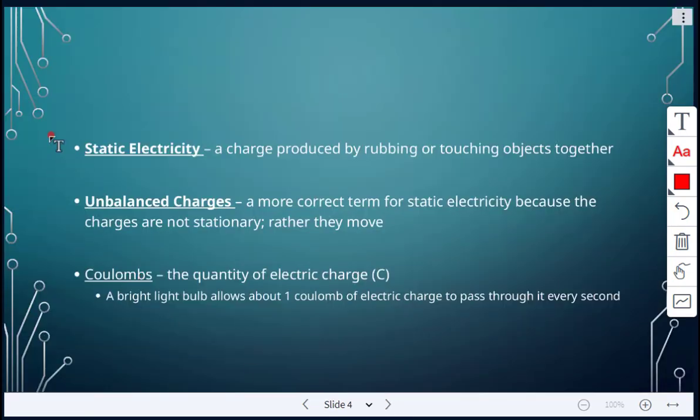So static electricity is a charge that's produced by rubbing or touching objects together. A more correct term for that is an unbalanced charge, instead of static electricity, because charges are not stationary, they do move. And then the unit is called coulombs, with a capital C. That's the quantity of electric charge. So for example, a bright light bulb allows about 1 coulomb of electric charge to pass through it every second.